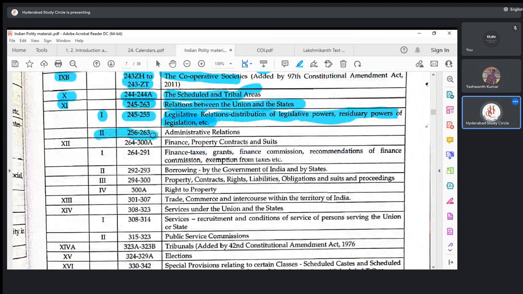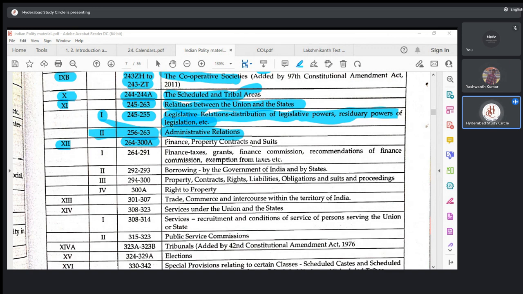Then chapter 2 is 256 to 263, administrative relations. Next, Part 12, Article number 264 to 300A, finance, property, contracts, and suits.